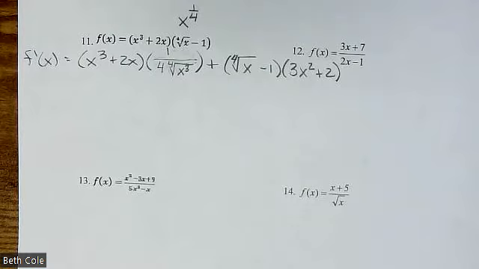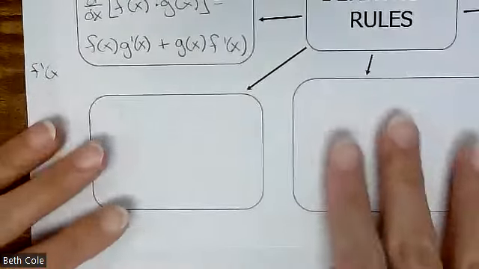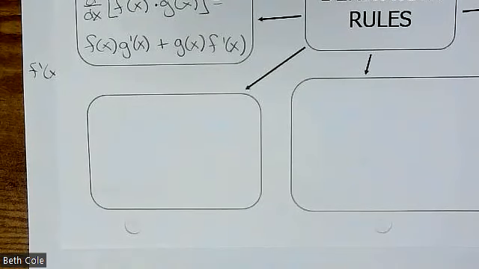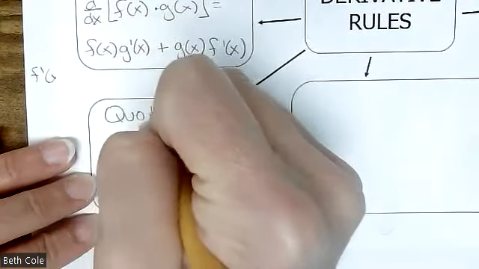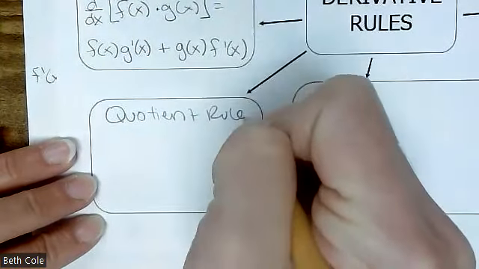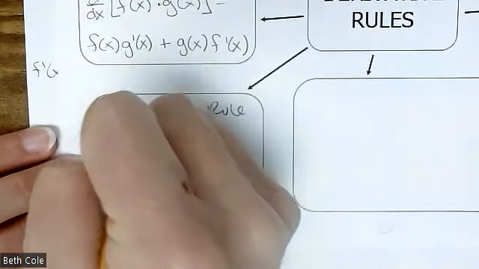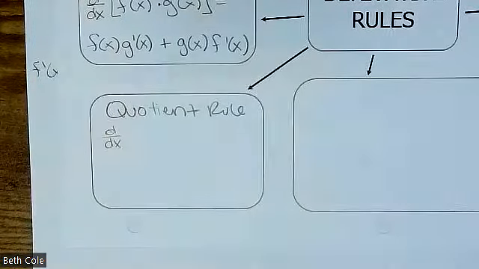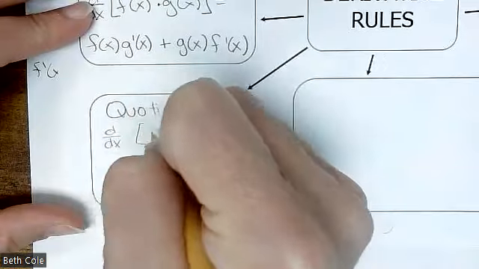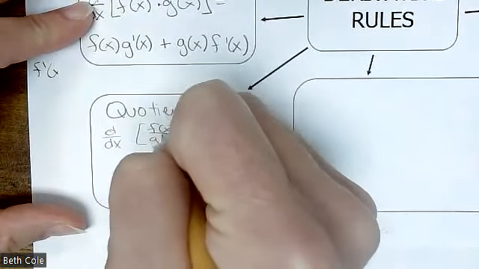All right, so we're going to go back to our rule sheet and do one more rule for today. So we just did the product rule. That's for multiplication. What word means division? Quotient. Okay, so this is called the quotient rule. And believe it or not, that's for when you divide two functions. So d dx is instructions that means take a derivative, and it's going to be for one function divided by another function.